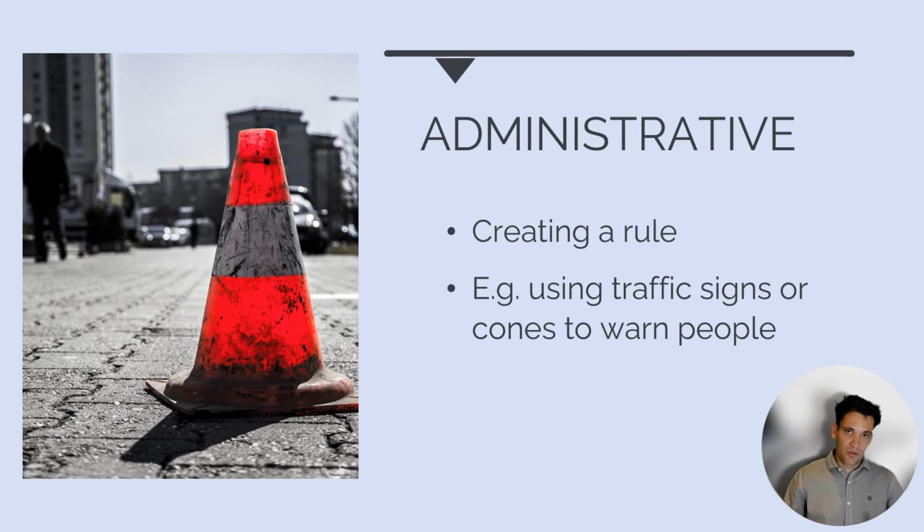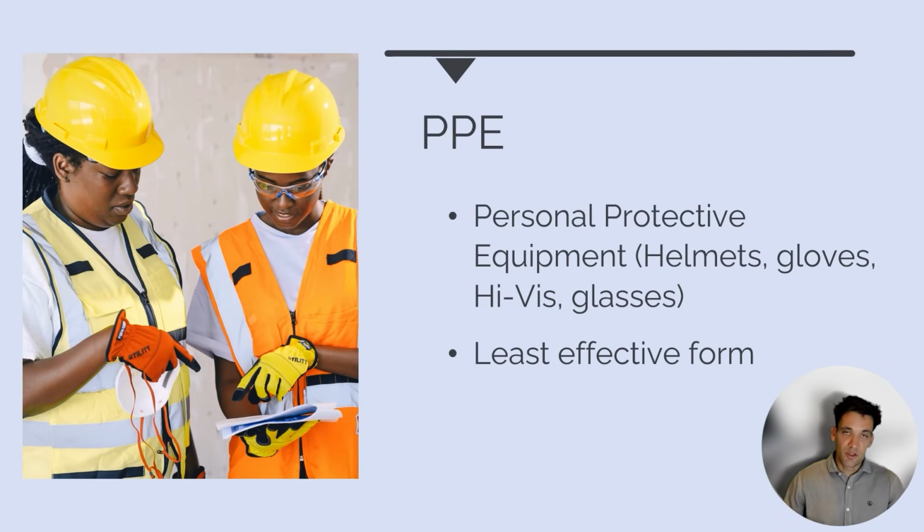Then we've got an administrative control. So this is where we put in place a rule or tell people that they aren't allowed to do something dangerous. For example, we put in place cones along a road and we say people aren't allowed to step across this line to eliminate the risk of interacting or getting hit by a car. And then we've got PPE, so personal protective equipment, which is the lowest level of control we can have in our hierarchy of controls. And it's simply wearing protective equipment like helmets, gloves, high vis, and glasses. And it's the least effective form of control.